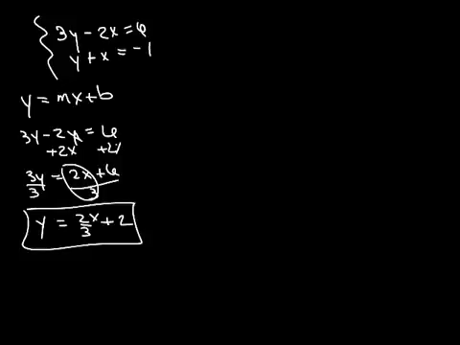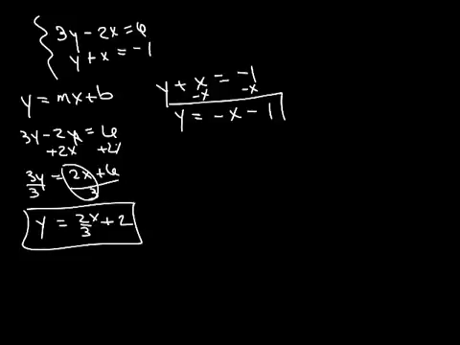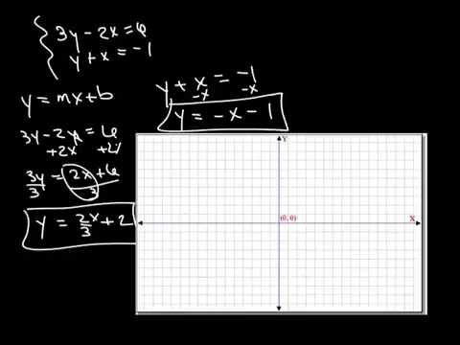And now this second one, we'll do y plus x equals negative 1. We're going to move that x over, and y equals negative x minus 1. And this is our second equation. Okay, so now we have our two equations in slope-intercept form. Until they're in slope-intercept form, you can't graph them. Now that they're in slope-intercept form, we can graph them.